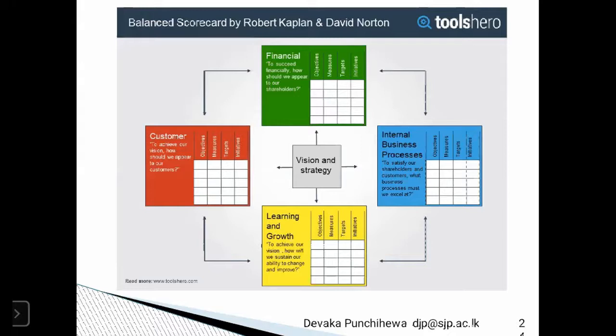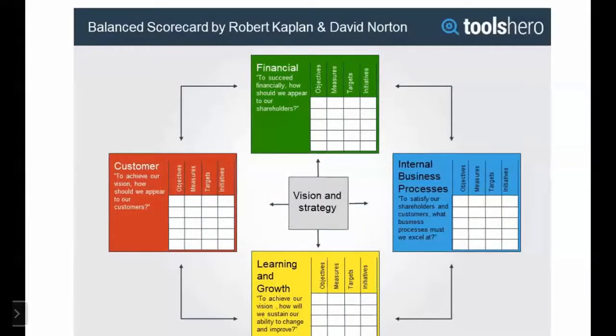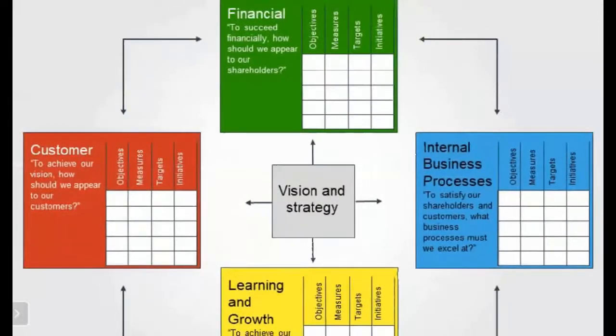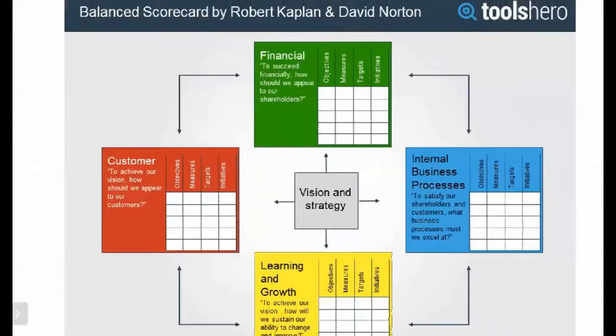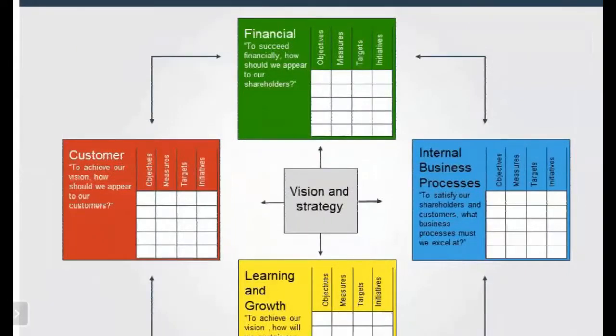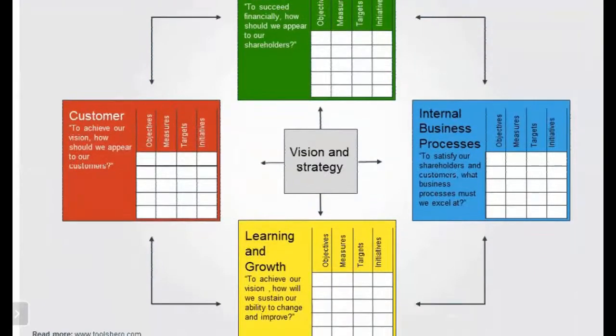Lastly, customer. Here we say customer: to achieve our vision, how should we appear to our customers? In order to achieve the vision of the organization, how should we appear to our customers? So, these are the four measures proposed by Kaplan and Norton.